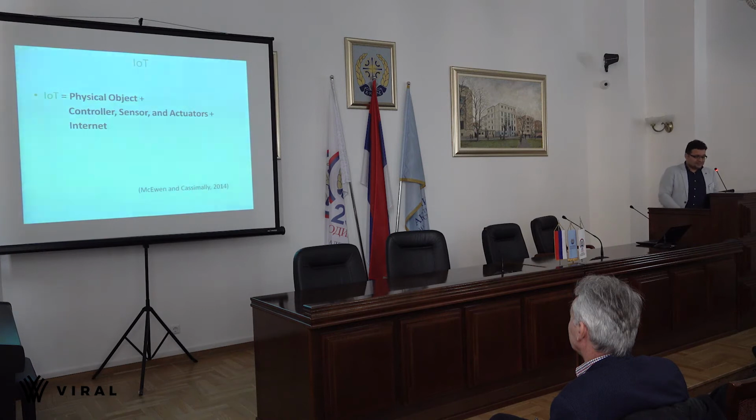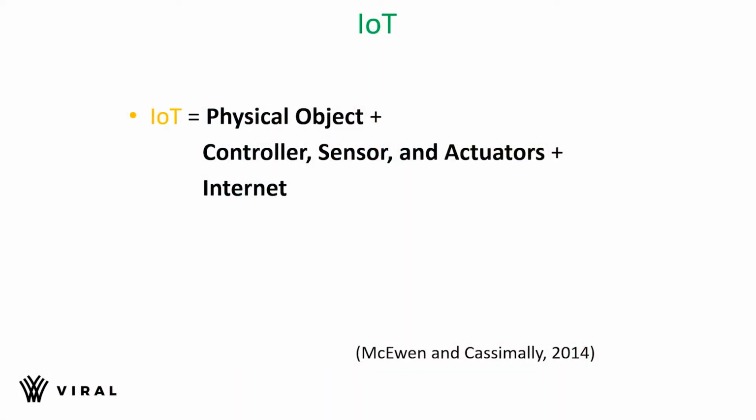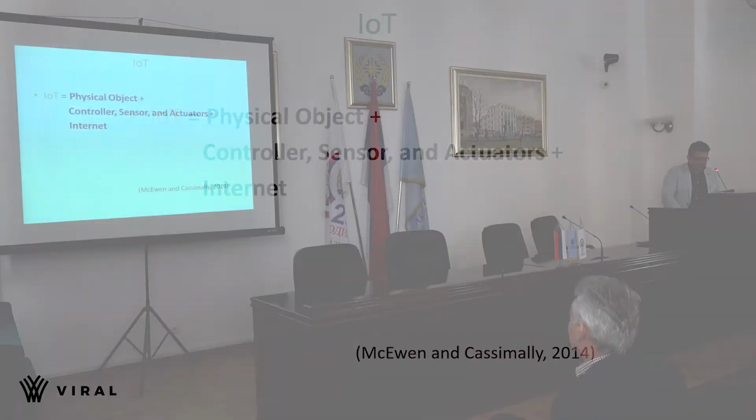So the basic definition, or a simple formula, can be like this. Internet of Things is a set of physical objects which have controllers, sensors, actuators, and of course internet. We are dependent on internet. And this is the definition of Mike Ewan and Casimelli.